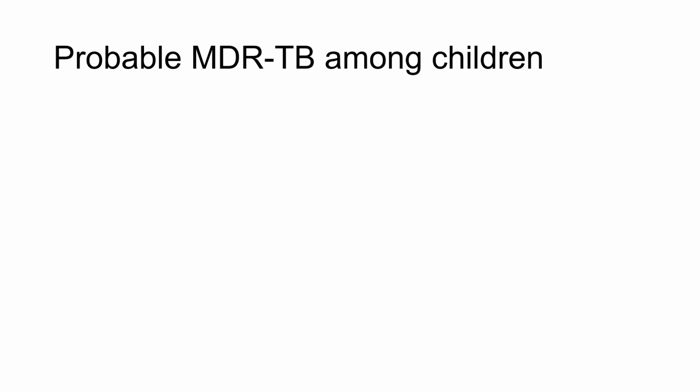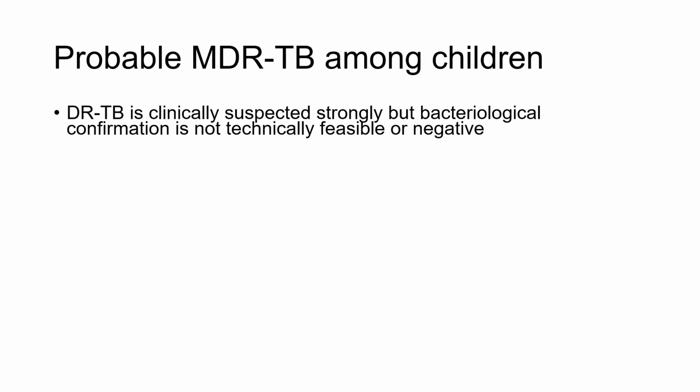So, who is a probable MDR-TB among children? Drug-resistant tuberculosis is clinically suspected strongly, but the bacteriological confirmation is not technically feasible or negative. That is called as a probable MDR-TB, because clinically it is highly suspected, but the bacteriological confirmation is not possible.